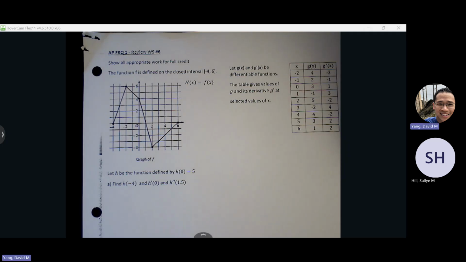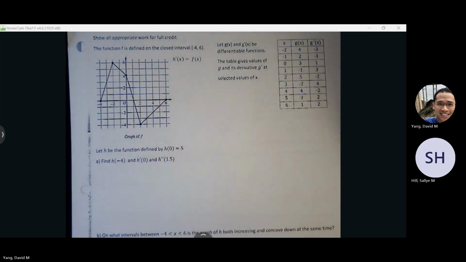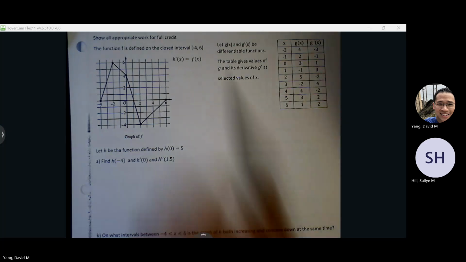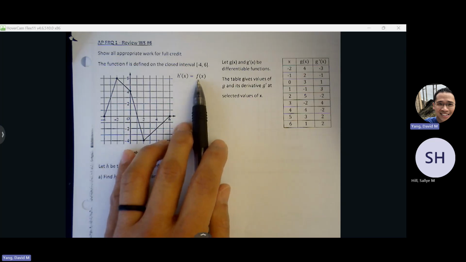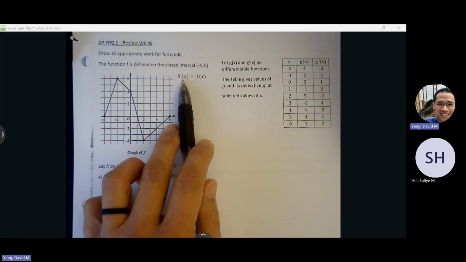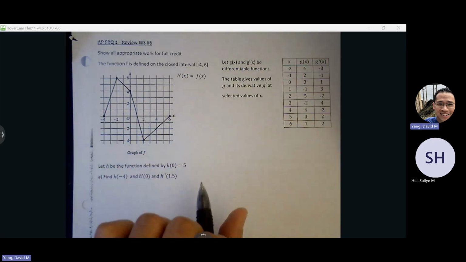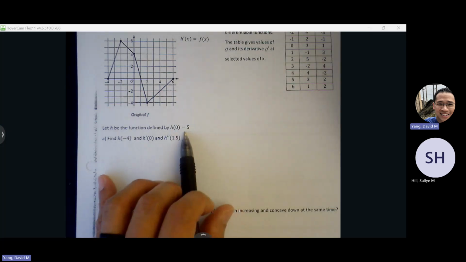Okay, so worksheet 6. We have the h prime graph given, because this is f of x, but there's an indication that h prime is f of x. And we have a starting point given to us: h of 0 equals 5. So that will be our anchor point.